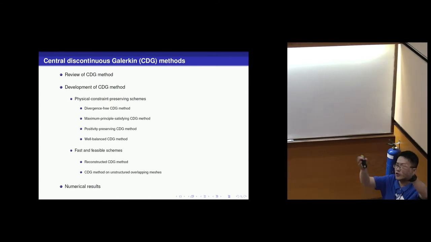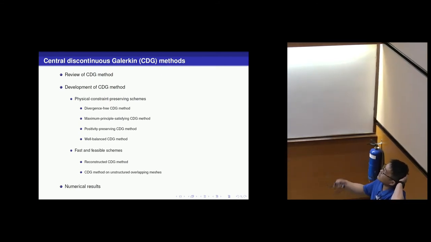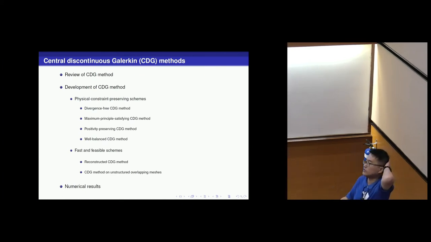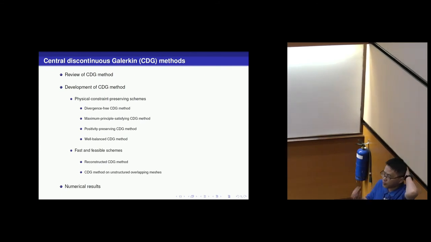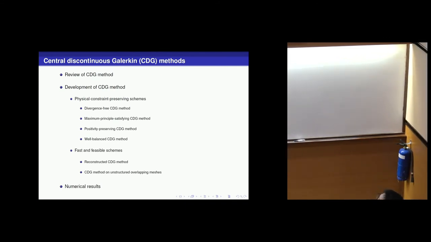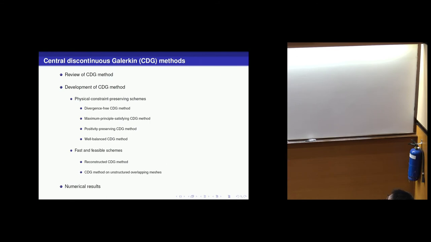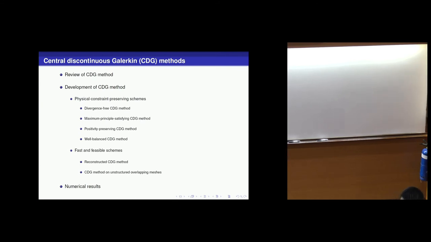Anyway, for the simulation of all these models, we are also interested in some numerical methods, essentially central DG methods. It's the main work I'm using for the simulation. It's a very rare variant of the DG method. We made some improvements for this kind of method. For example, divergence-free CDG, work with Professor Feng Yan Li, and maximum principle and positivity preserving central DG, well-balanced DG with my colleagues Professor Dimao Jun, and recently we also did some fast and feasible CDG schemes. Just 2 more minutes, okay?